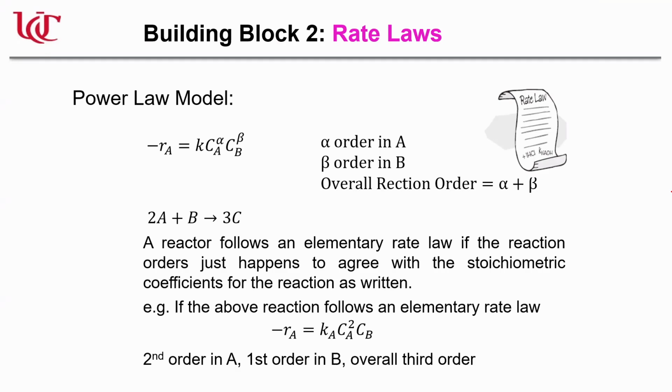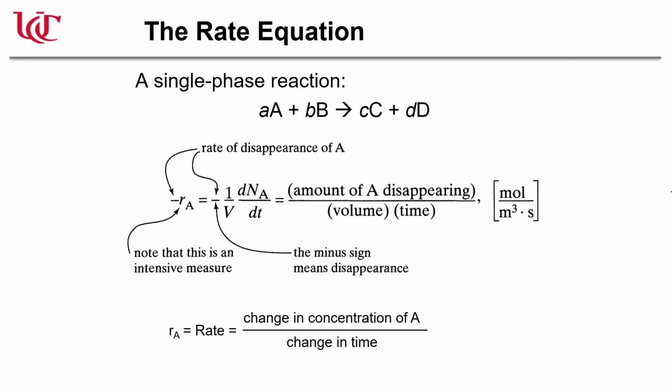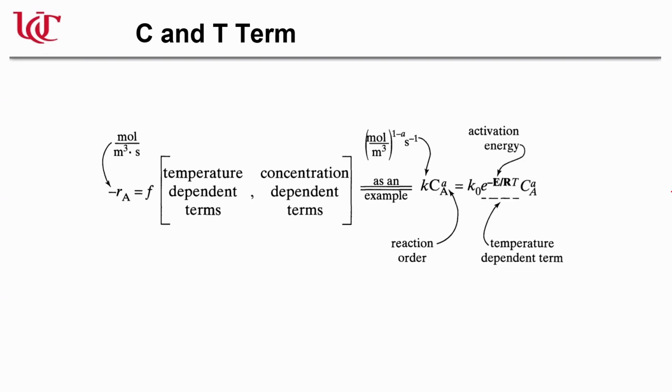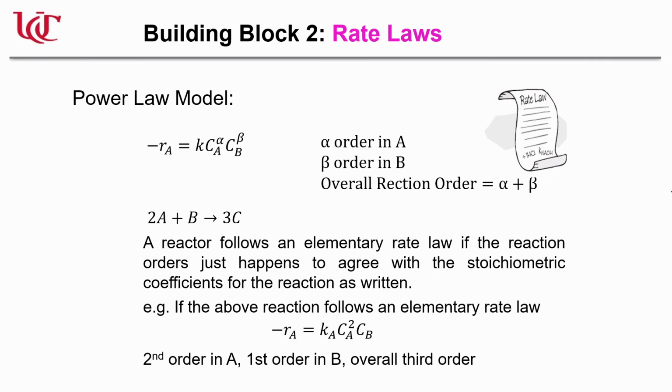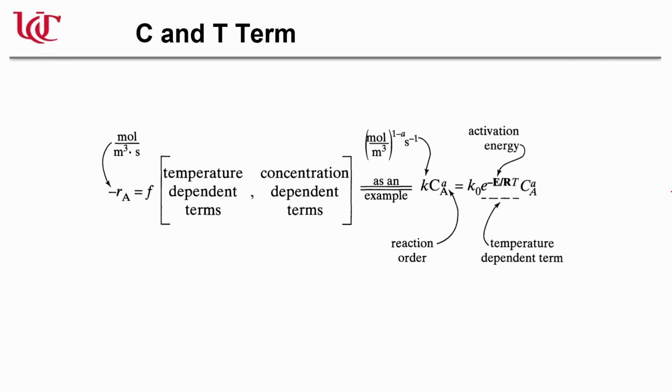So what's the reaction rate? Previously I mentioned that the reaction rate equals the change in concentration of A with time. And RA is a function of temperature and the concentration. For the concentration, we want to build the rate law, then we can correlate RA with the concentration. We also have k, the rate constant, and the rate constant is a function of temperature. So overall, the reaction rate is a function of temperature and the concentration.